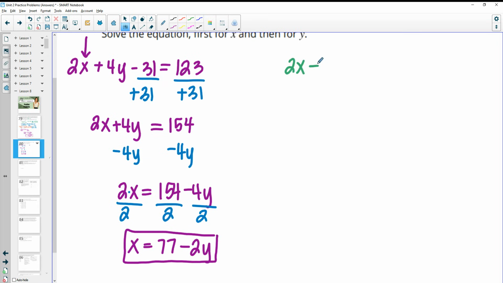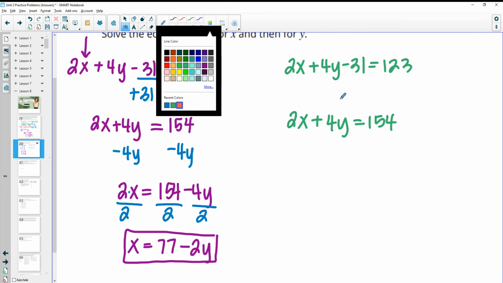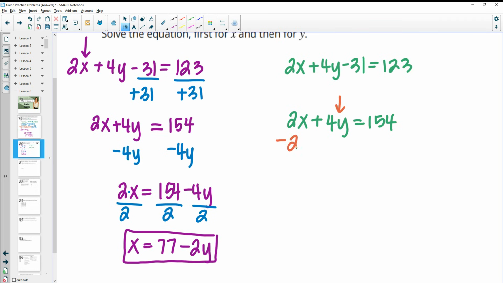So we have 2x plus 4y minus 31 equals 123. And then we're going to have this same first step. So we're going to add 31 to both sides. So that's going to get us back to 2x plus 4y equals 154. But now this time we want to leave the y on this side. So we're going to want to leave this here. So we want to get rid of the x.